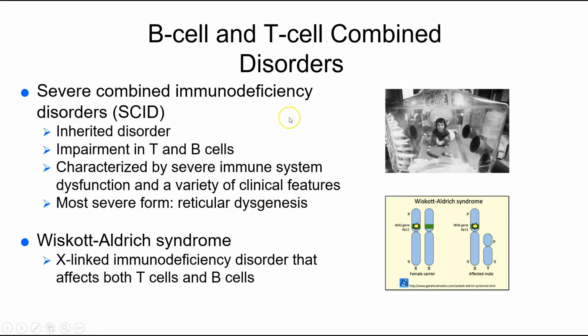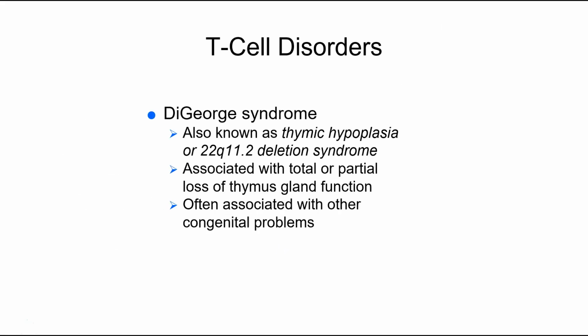Now, some people are born with genetic issues that mean that they can never develop a truly functional immune system. So, Wiskott-Aldrich syndrome is X-linked. That means X chromosome-linked immunodeficiency disorder. And this condition actually affects a number of different things. They're going to have a number of congenital issues, among them issues with T and B cells.